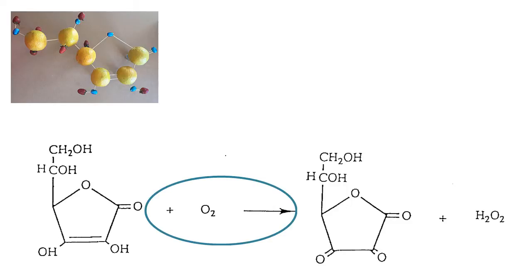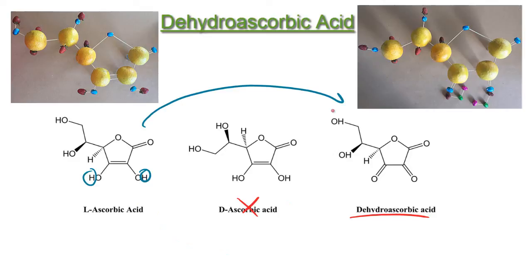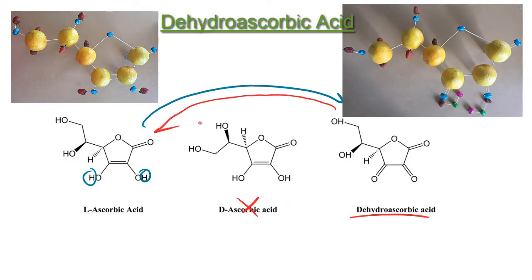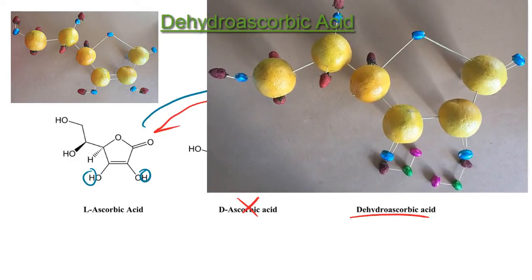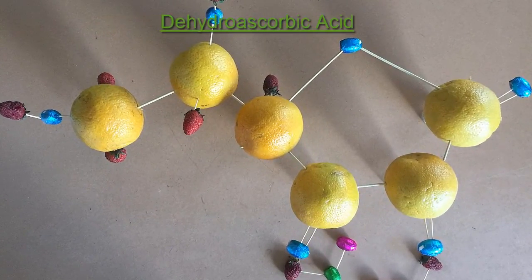Importantly, when L-ascorbic acid is oxidized, it becomes dehydroascorbic acid, and not a free radical itself. And this is why it's classed as an antioxidant. This dehydroascorbic acid, not to be confused with the enantiomer D-ascorbic acid, can enter the cells where it's recycled via reduction into L-ascorbic acid, so it can be used once again.